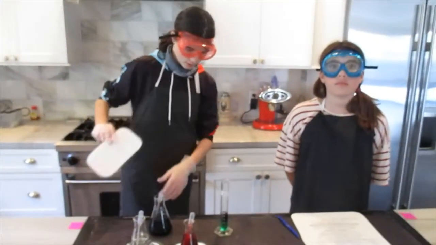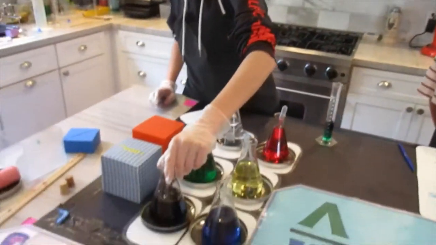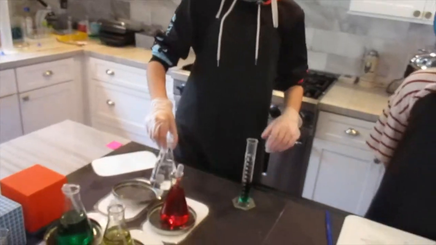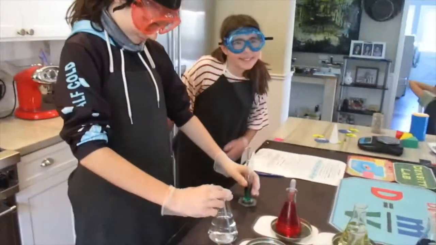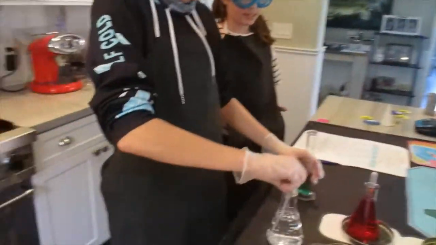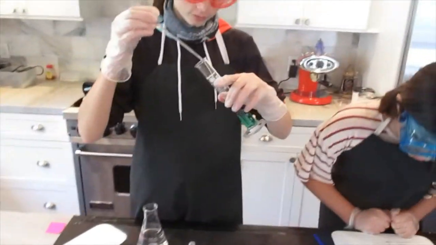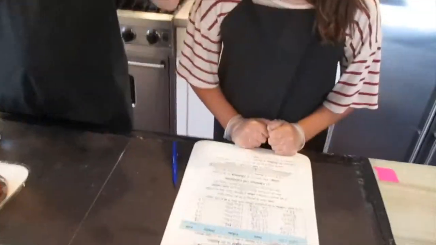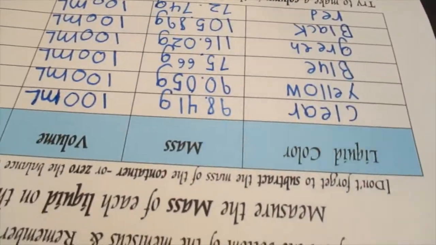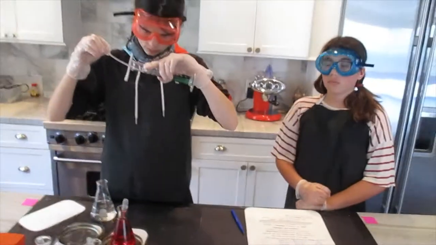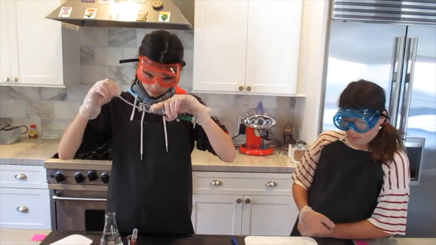Okay. What's number 3? Clear. Okay. I guess the clear one, I'll just tell you, is water. That's just distilled water. So now we are at a density of 1. What did we get for that, Lucy? What density did we calculate? We got, for the first one? For the clear. 98.41 grams. So what we should have had is 100 grams. But you know what? That's pretty close. We might have been 2 grams off.